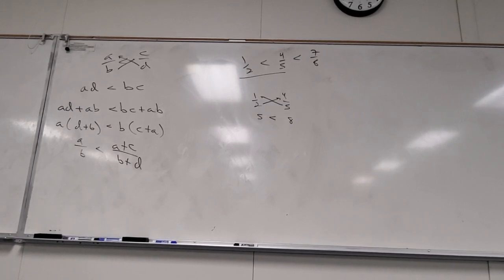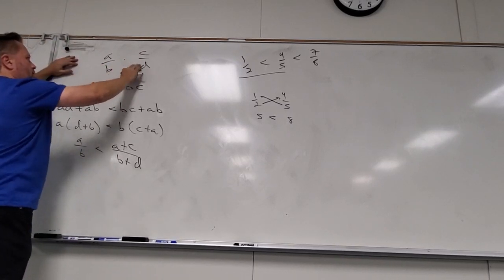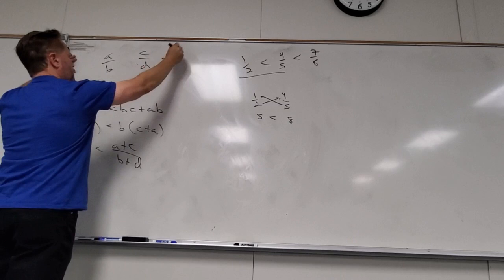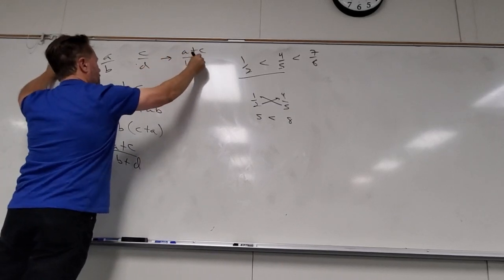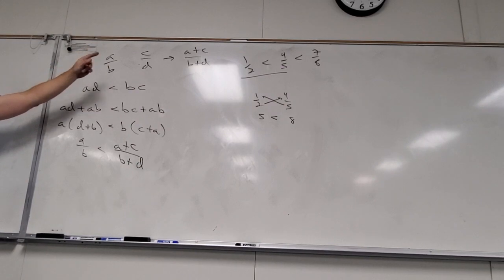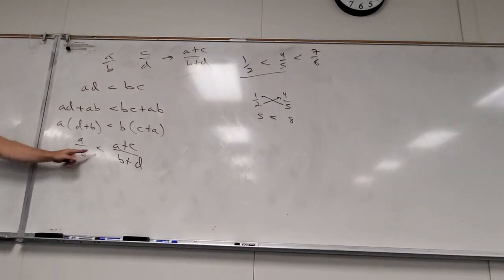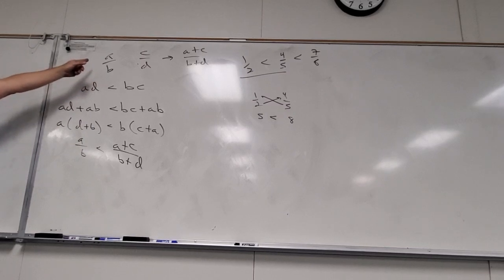My claim that I made earlier was if I'm given two fractions, I should be able to just add them together to get something between them. What have I shown so far? If I just add the tops and bottoms together, it is bigger than A over B, right?